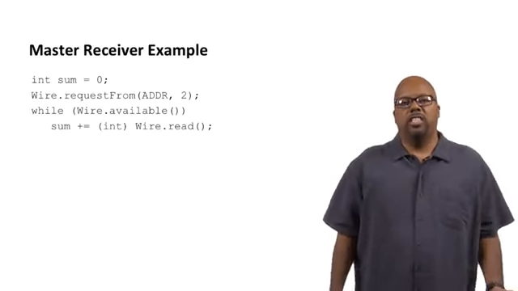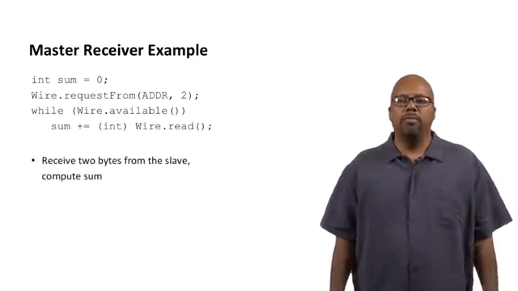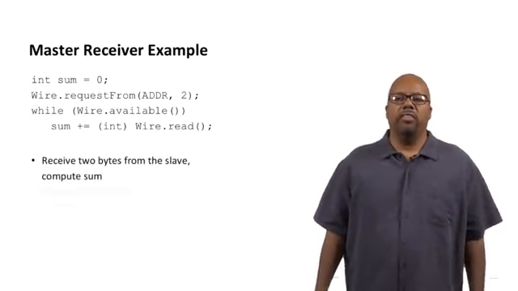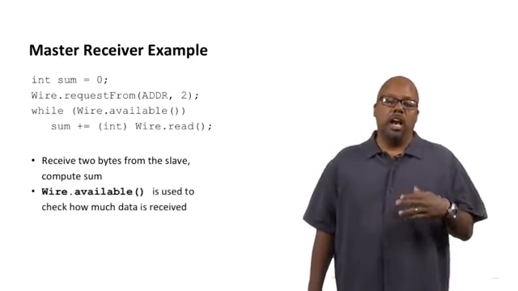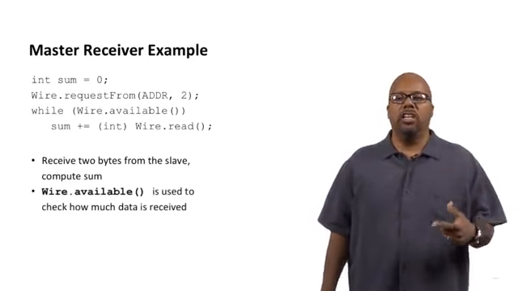It just adds these 2 numbers together into sum. So it receives 2 bytes from the slave and computes the sum. And it uses Wire.available to see how much data is actually received, to make sure 2 bytes are received. And that's it. Thank you.